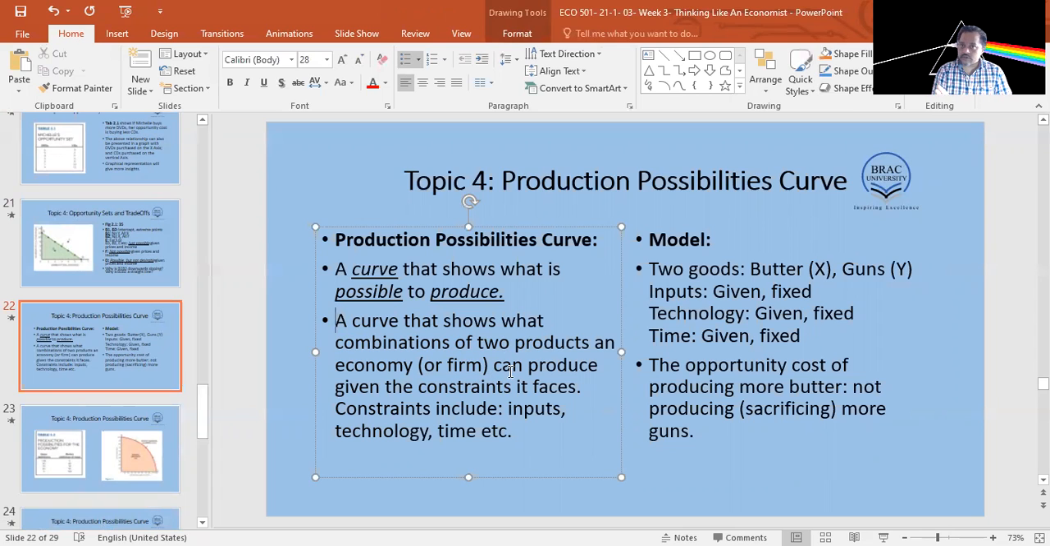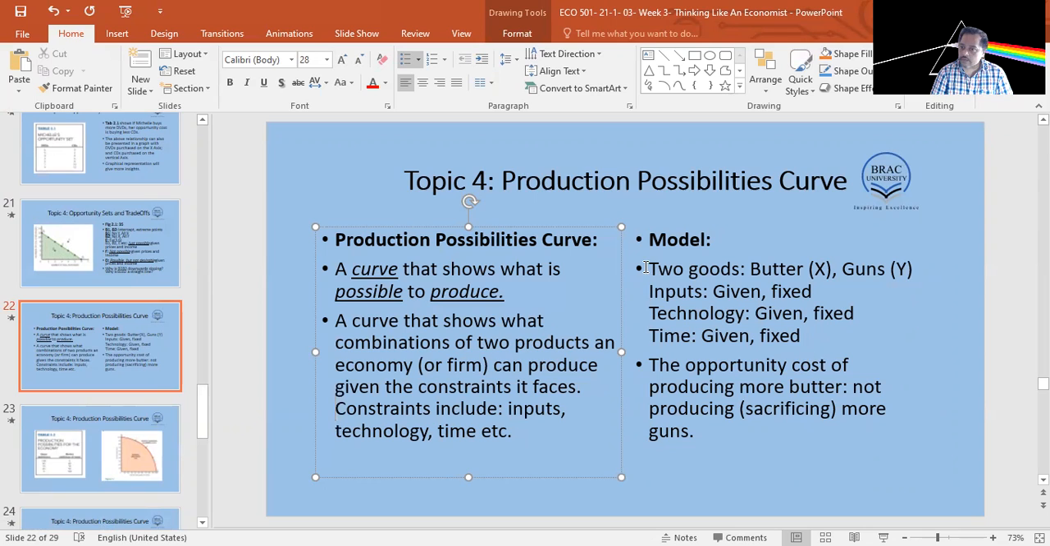A graph is two dimensions, x-axis on the horizontal, y-axis on the vertical axis. So this is a curve that shows what combinations of two products an economy can produce given the constraints it faces. What are the constraints over here? Inputs, technology, time. If any of these three favorably change, the possibility set improves, it goes outwards. If any of these three disfavorably change, the production possibility moves inwards.